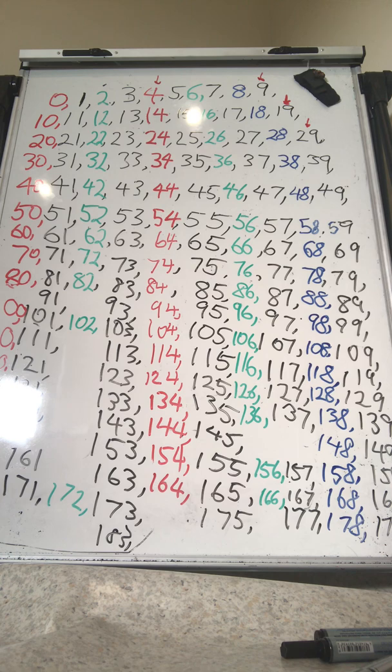Yeah, 7 times 7 is 49. But I don't know how many sevens this is.